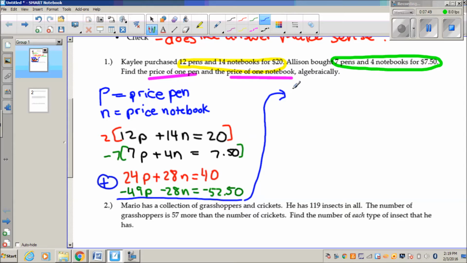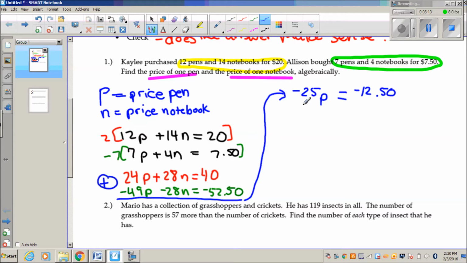24p minus 49p, I'm going to get -25p. The n's cancel, equals 40 minus 52.50, which is going to be -12.50. So now my n's were eliminated.